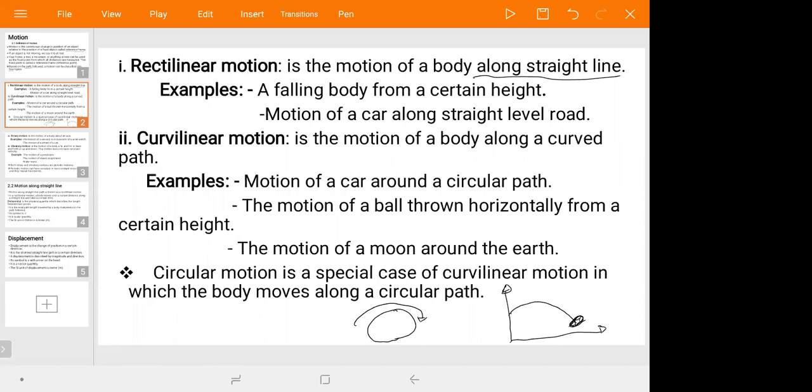The motion of a body which occurs in circular paths is what we call circular motion. Okay? So there is some difference between them. If you take the first one, it is along a straight line. If you take the second one, it is along a curved path. All motion which occurs on a curved path is called curvilinear motion.